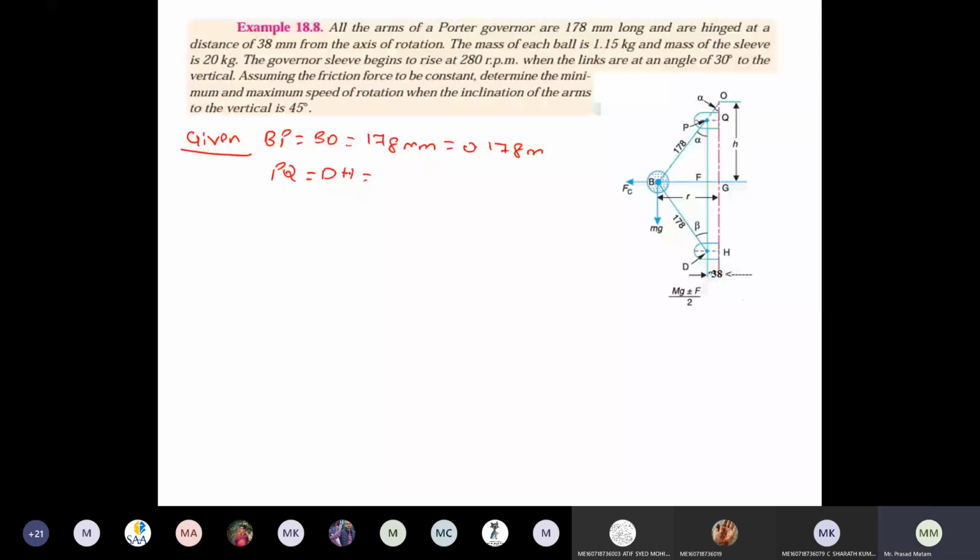That is 0.038 meters. And the mass of the ball they have given. Small m is the mass of the ball, which is equal to 1.15 kg. Capital M is the mass of the central load, which is equal to 20 kg. The angles made by the upper arm and lower arm are given. Angle alpha is equal to angle beta, that is equal to 30 degrees.